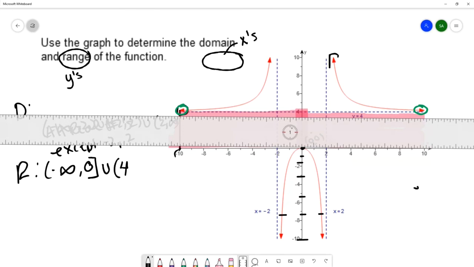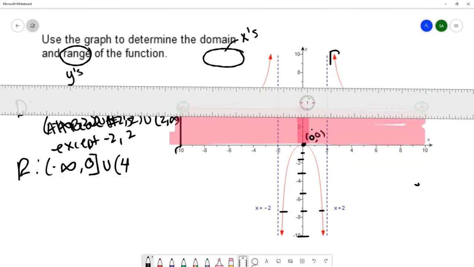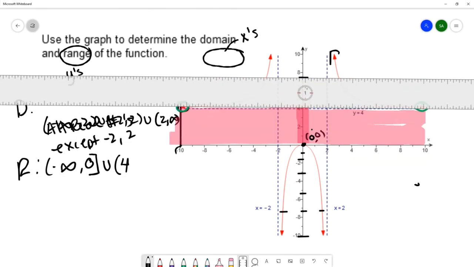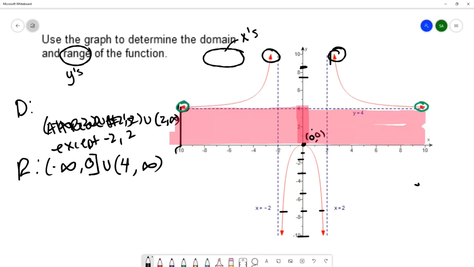So that means that our range is going to start again at 4. And if we go above that line, we have y values all the way up. And then, of course, we know what these arrows mean. It goes up forever, so that means our range goes to infinity. So this graph is showing a range of -infinity to 0, including 0, union with 4 to infinity. So we found the domain and range of this particular graph.